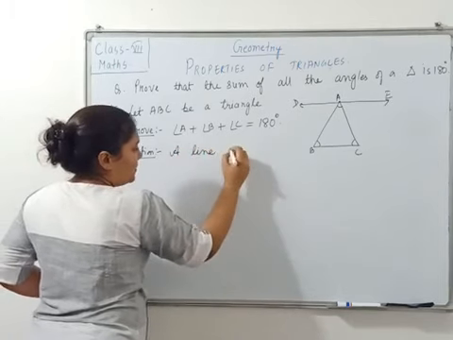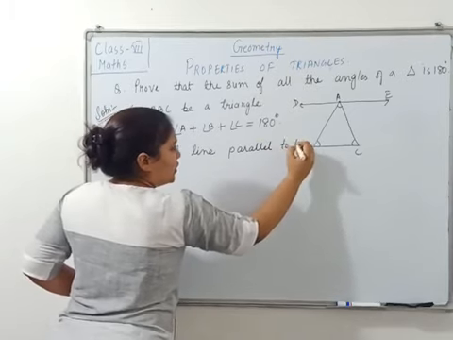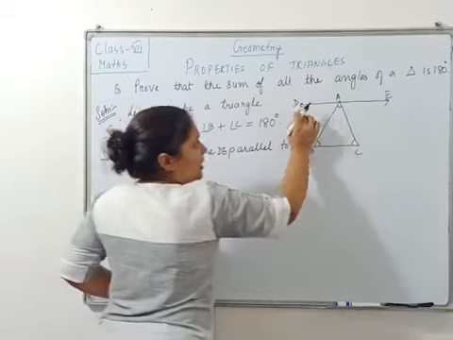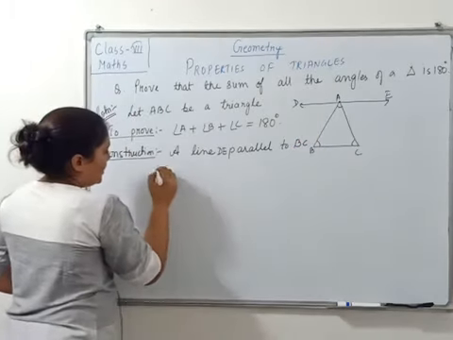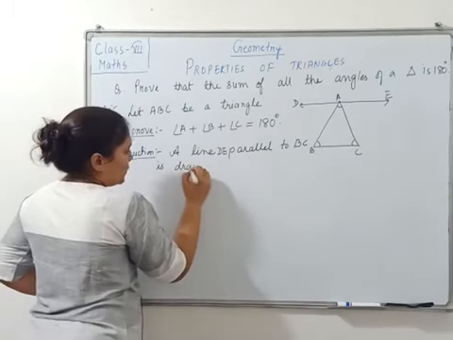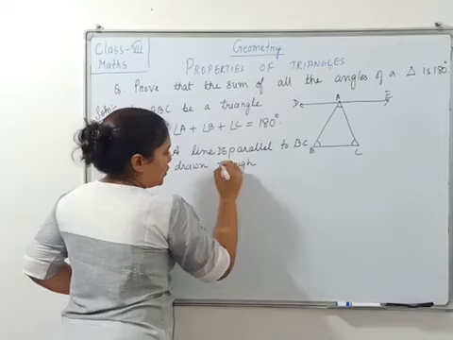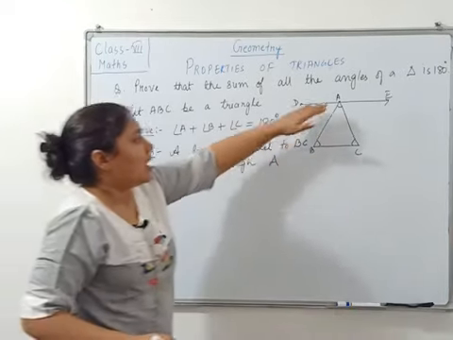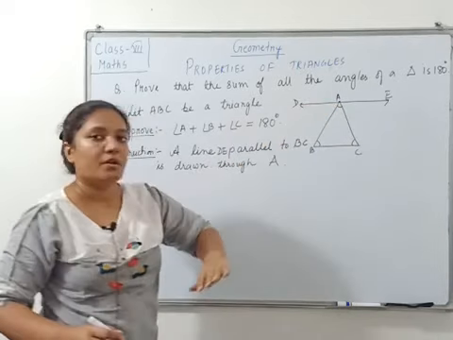A line DE parallel to a line BC. What is the name of the line? A line DE parallel to BC is drawn through A. Clear, students? My construction is done. I have drawn the line DE parallel to BC.